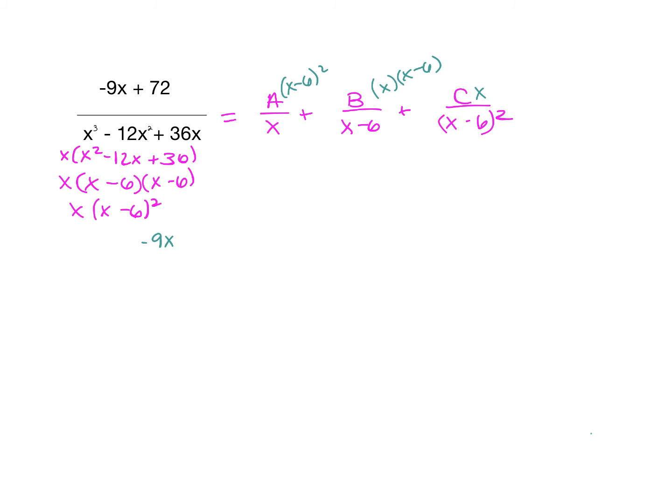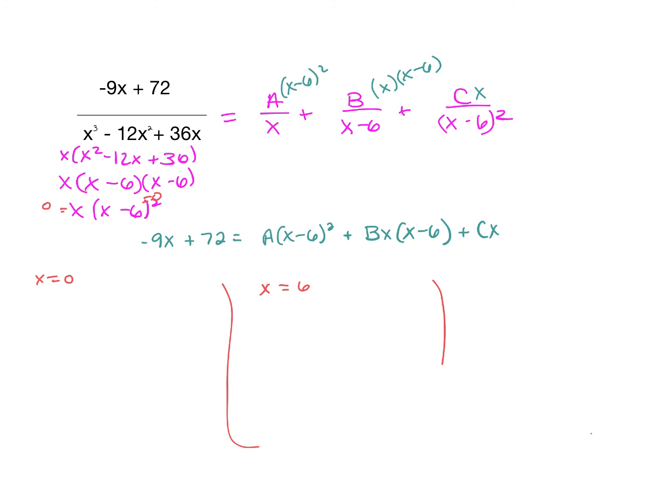So -9x plus 72 equals a times x minus 6 squared plus bx times x minus 6 plus cx. Then we want to cancel these out one at a time, a, b, c. And to do that, we start by setting this equal to 0 and this equal to 0. So we're going to do an x equals 0. And then we're going to do an x equals 6. And then you can pick any other number. So we're going to pick 1.